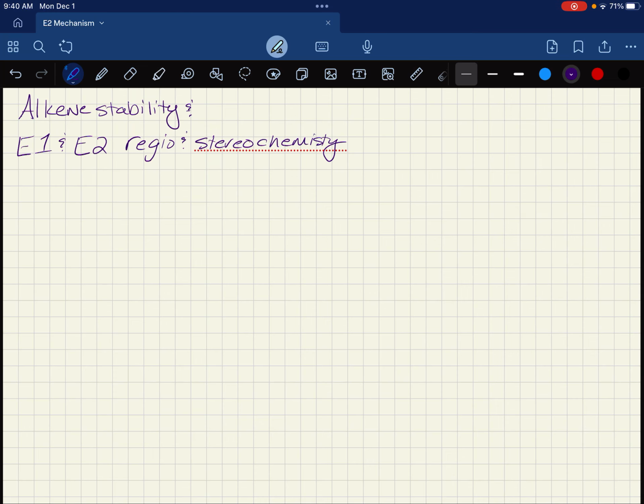This video is about alkene stability, which is related to E1 and E2 regiochemistry and also stereochemistry. In section 9.10 in the Carty book, this will be on page 488. There's a little section about this, and the biggest thing we need to memorize effectively is the relative stability of the alkenes.